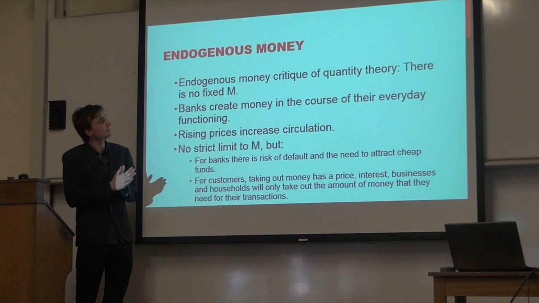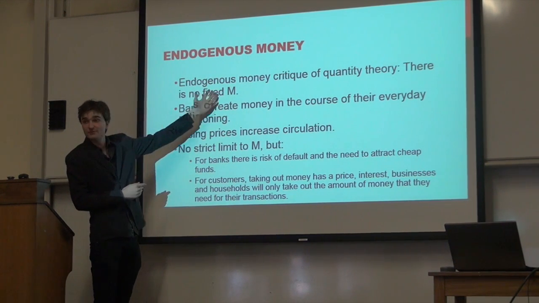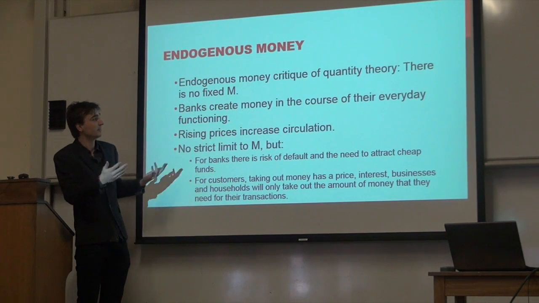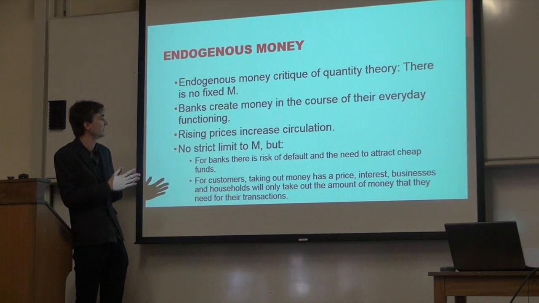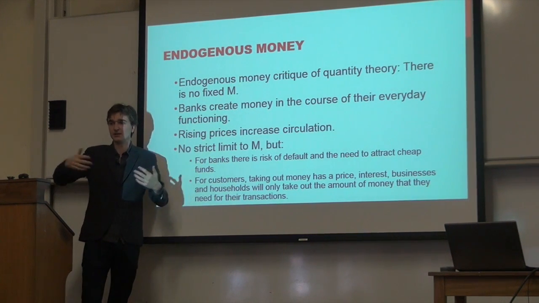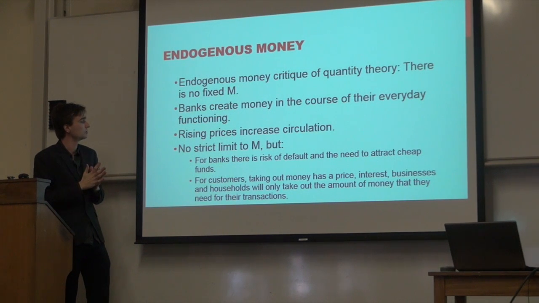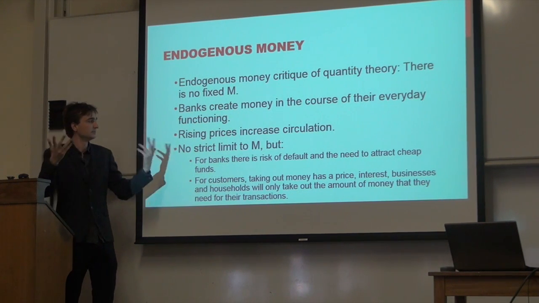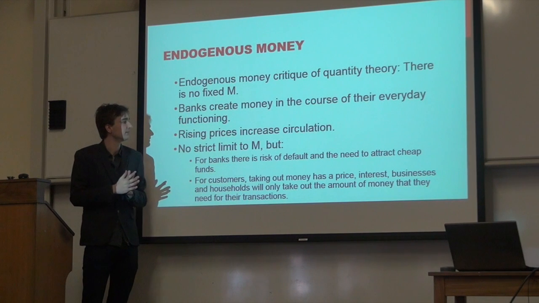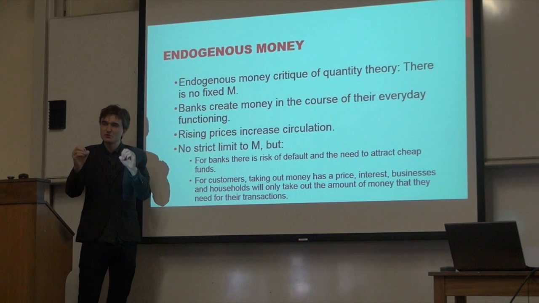Well, if this is how money is created and functions, there is no fixed end. So banks create money in the course of their everyday functioning, and if prices rise, people will need more money. They will take out larger denominated loans, and thereby the amount of money in circulation increases. Well, on this account, there is no strict limit to M.